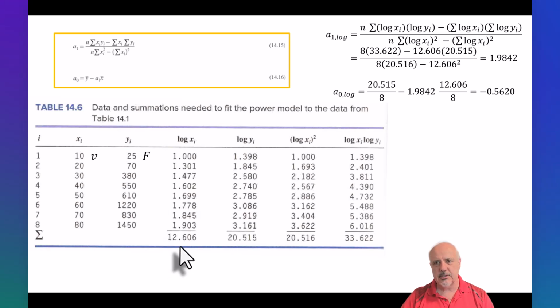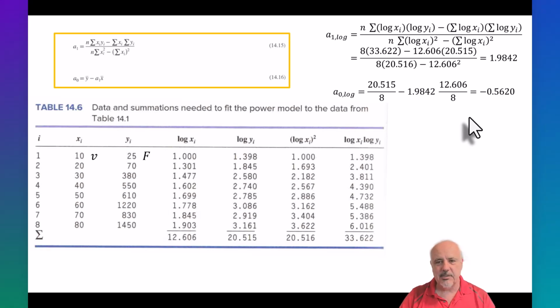So that's going to be the 12.606 squared. Trying to be very careful to get that right, I get 1.98, which is nearly 2. And then I take this a naught log. It's going to be my y bar, which is the sum of log yi divided by n, minus the slope a1 log times the sum of log xi divided by n, which is my x bar. So I end up with this, minus 0.562.